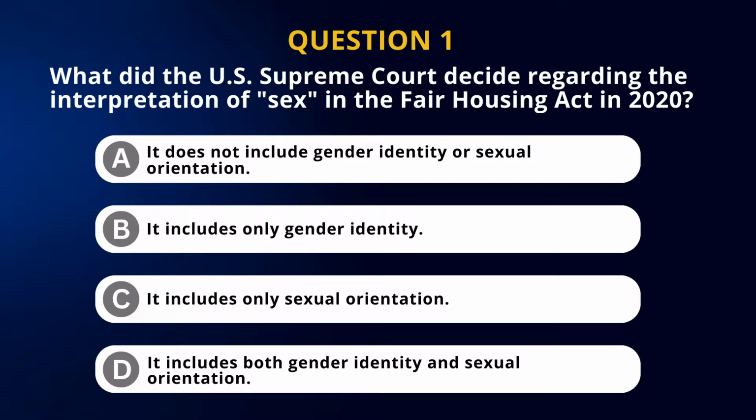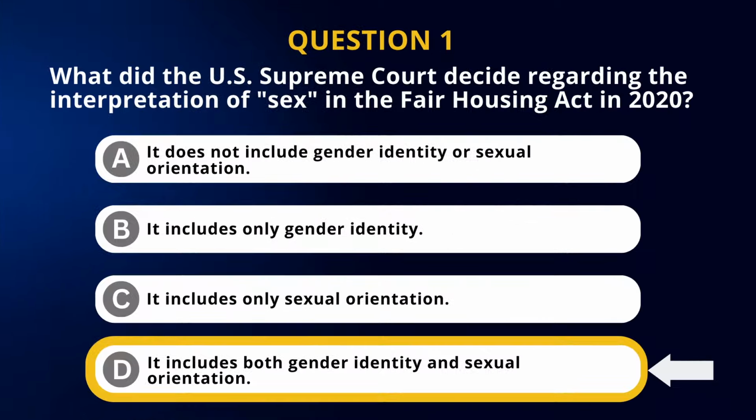And the answer is letter D. It includes both gender identity and sexual orientation. So you want to remember the 7 protected classes with fair housing, and you also want to remember that with sex, we did include gender identity and sexual orientation, both of which many times do show up on real estate examinations, so look out for them and understand the interpretation of what that protected class actually means.